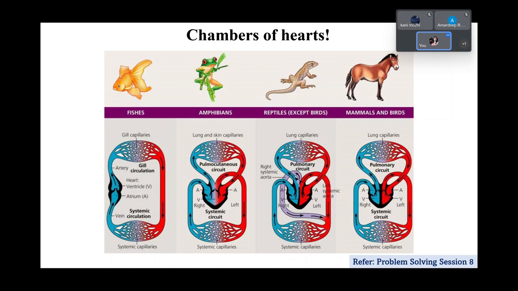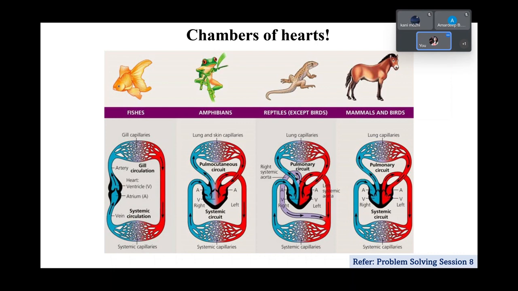Similarly, veins carry the impure blood from different parts of the body to the heart, except for the pulmonary vein, which carries the oxygenated blood to the heart. So these are the exceptions in these cases. So this is a general flow of blood in the heart. So we'll see how it happens.